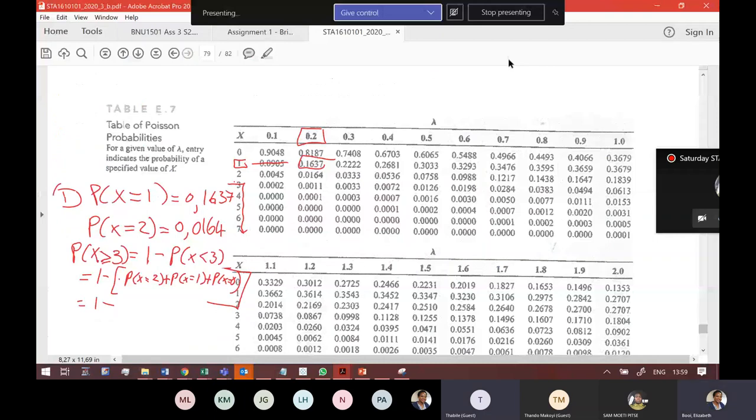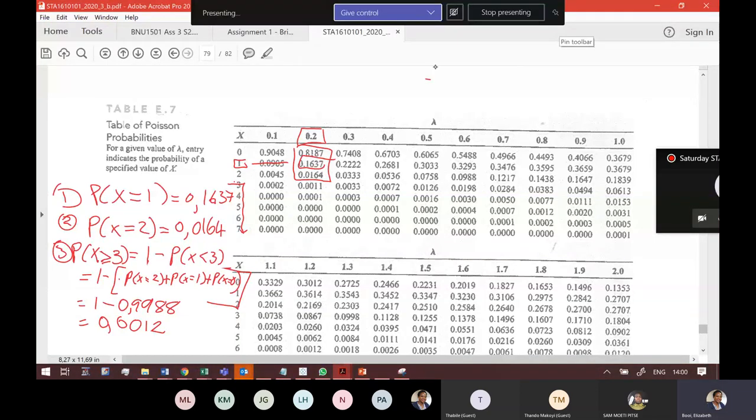0.9988. 1 minus 0.9988, because I need to add all of them. And that gives me 0.0012. If you have added all of these ones, they should give you the same as that. You can see that. So you can do the complement of the question that they gave you.